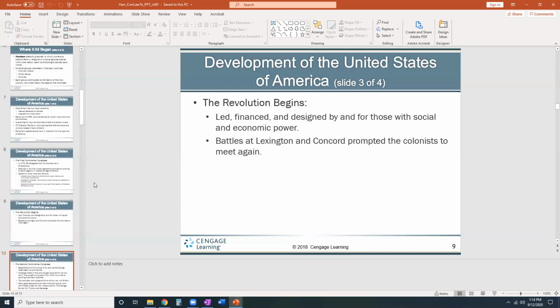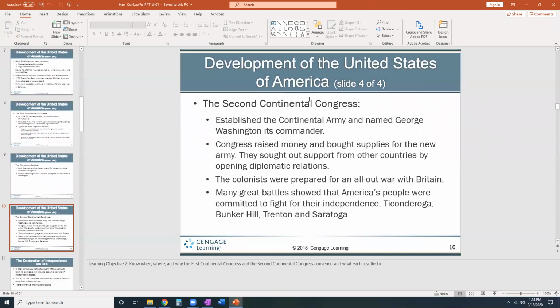And so that's the revolution, right? The Second Continental Congress establishes an army, and they name George Washington as the commander. They raise money for the war. The war gets fought out. They were pretty committed to fighting for war, although there was a very even split between people who wanted to remain with the British, people who wanted to break away from the British, and people who didn't want to have a voice or an opinion on the matter one way or another.